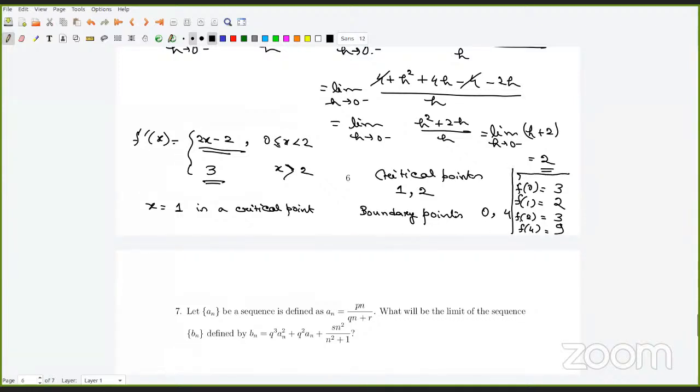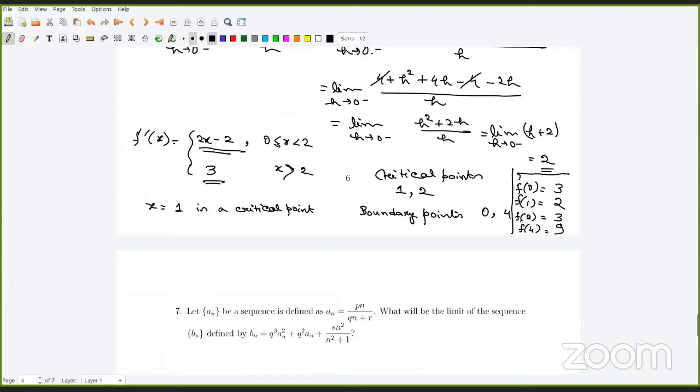So for 0, 1, 2, and 4, we got these values. Now, can you tell me what is the global minima? Global minima means the minimum value of this function, right? Global minimum value is 2, which is occurring at x equal to 1. So x equal to 1 is giving us the minimum, that is global minima.